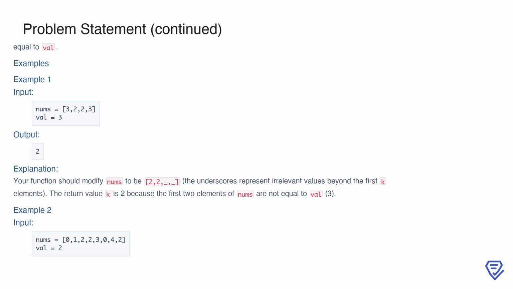In the first example, we have an input array nums equal to 3, 2, 2, 3, and a value val equal to 3. After removing all occurrences of 3, the array should look like 2, 2, underscore, underscore, where the underscores represent irrelevant values beyond the first k elements. The function would return k equals 2 because there are two elements in the array that are not equal to 3, and these elements occupy the first two positions of the modified array. The relative order of the elements that remain does not matter, so any valid configuration that meets these criteria is acceptable. This demonstrates how the array is modified in place without using any additional space.